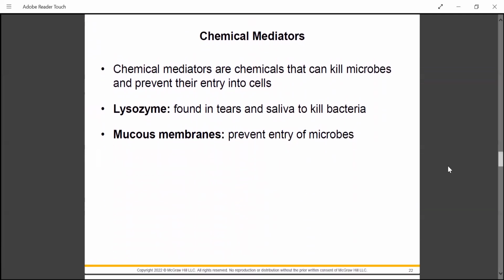Some chemical mediators, we don't talk about these a ton with the innate immune system because they're just a small part, but we have lysozymes. These are in tears and saliva and can help kill bacteria. And we have our mucous membranes, which act as a sticky barrier to catch foreign material and microbes, and they're going to have white blood cells there that can help sweep them out of the way.